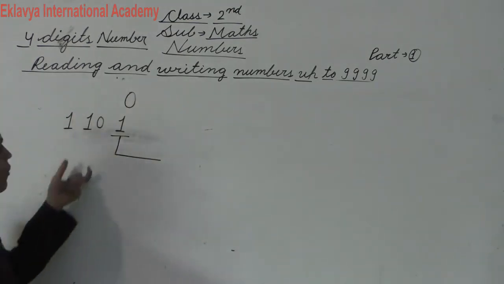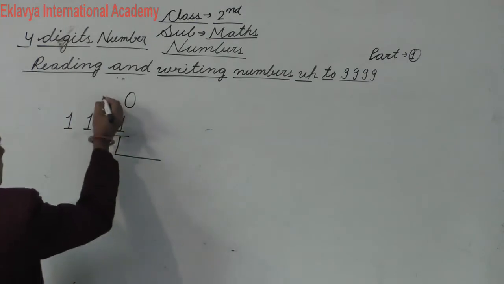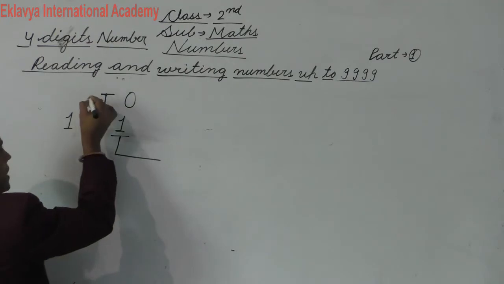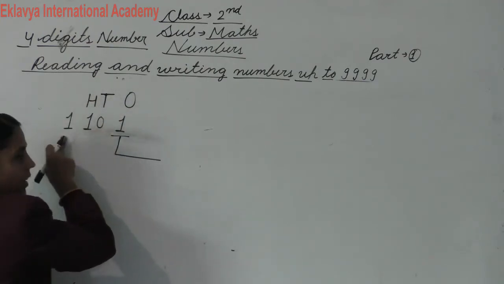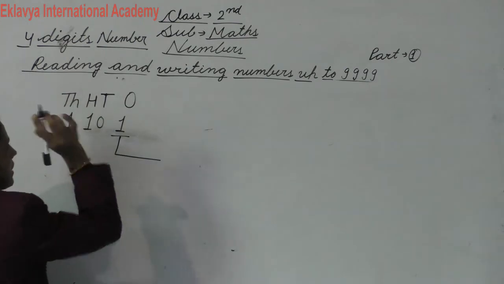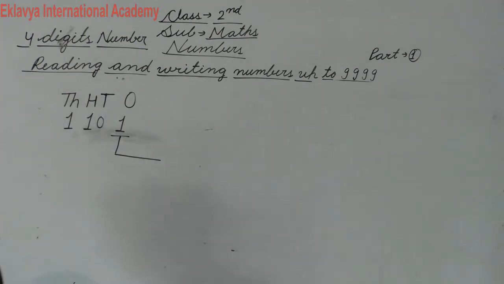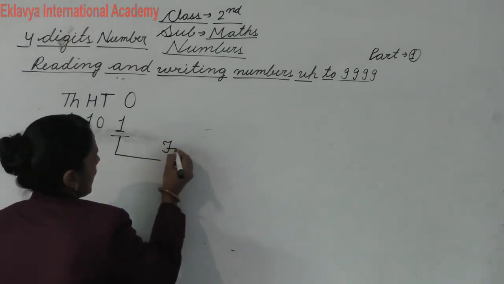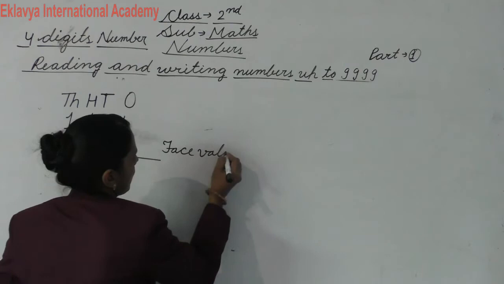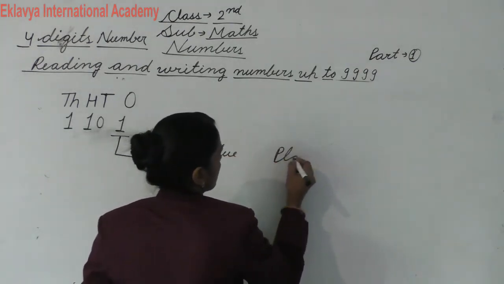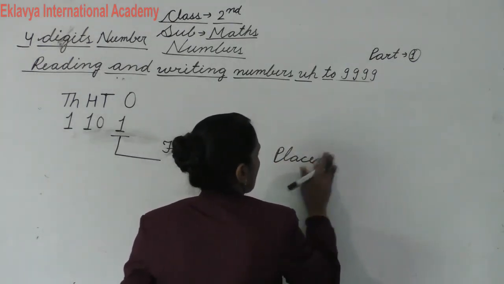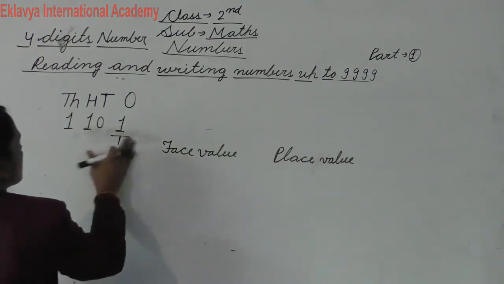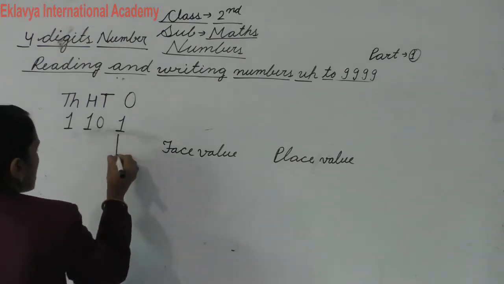Who will tell me what is the place of 0? Tens. So we will write T. And what is the place of the next 1? This one is the place of 100. And what is the place of that one? This is your 1000. Now I am telling you about face value and place value. Now we are talking about place value and face value. So listen.